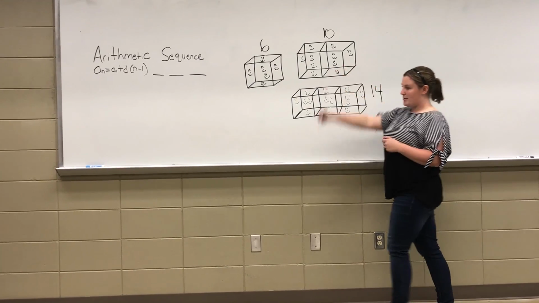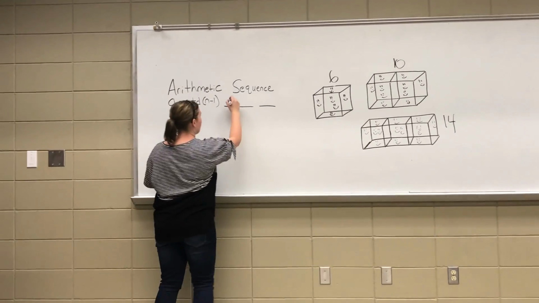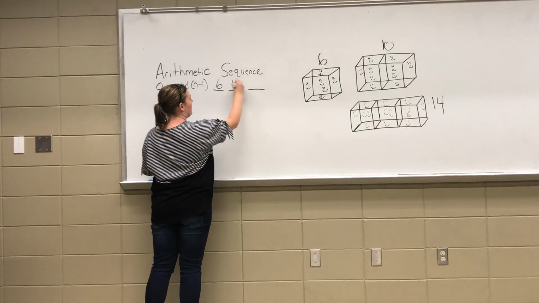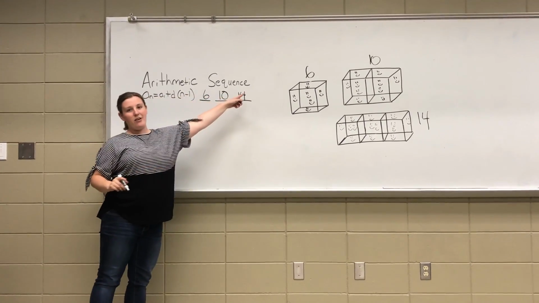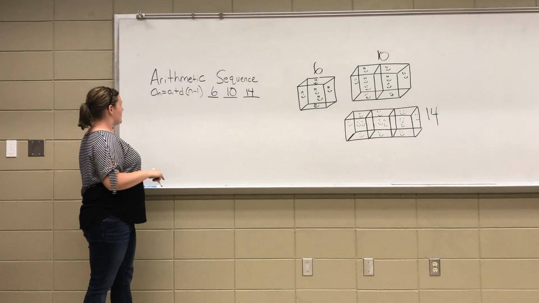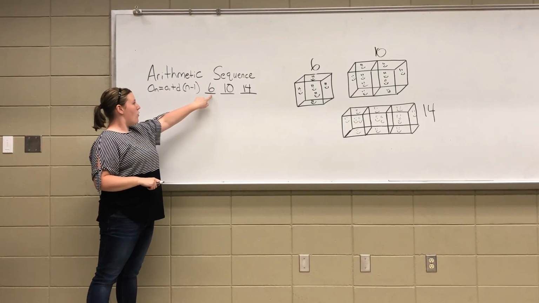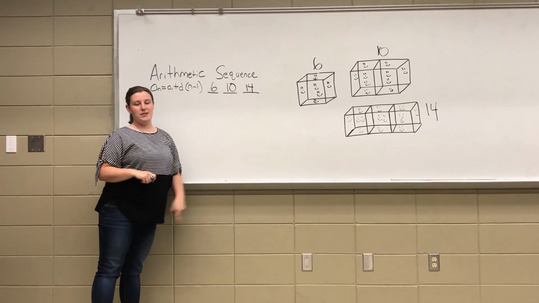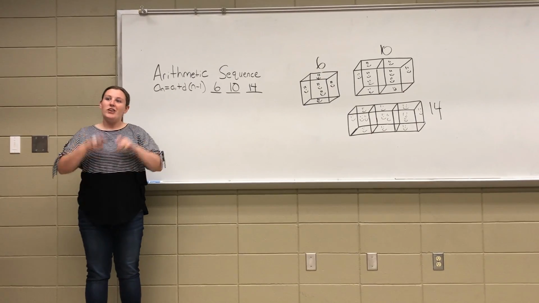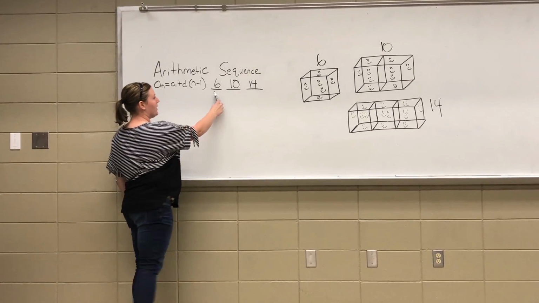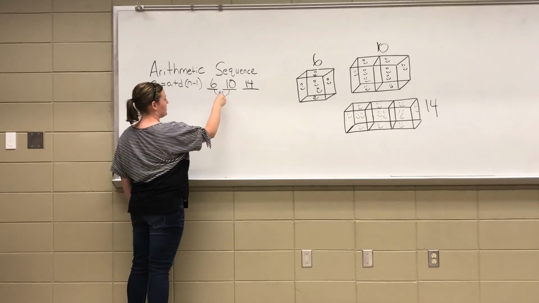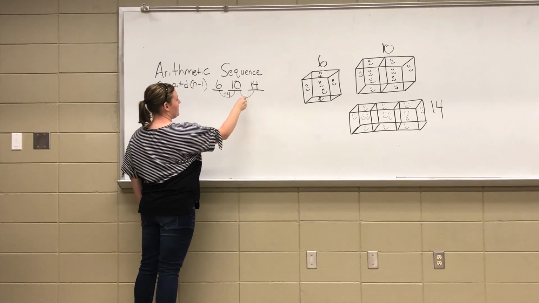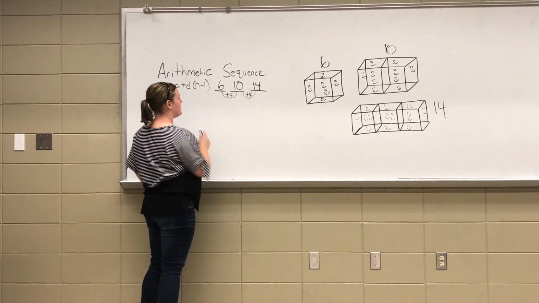So now let's bring our numbers over this way. So we have 6, 10, and 14. Now we're going to use something called an arithmetic sequence. Can anyone tell me what changes from each of these numbers? You are absolutely right. So each number increases by 4. When we go from 6 to 10, this increases by 4, and from 10 to 14, that also increases by 4.